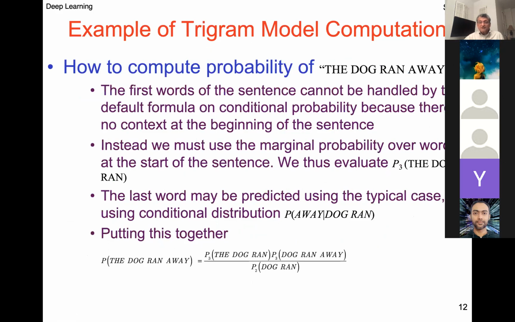This gives you a more specific example of trigram model computation: how to compute the probability of "the dog ran away." What's the probability of this? It says the first words of the sentence cannot be handled by the default formula on conditional probability because there's no context. Instead, we must use the marginal probability of the words at the start of the sentence. We thus evaluate P3, they're using trigrams here, P3 of "the dog ran." The last word may be predicted using the typical case, "away" given "dog ran." Right? Putting this together, the probability of "the dog ran away" is equal to P2 of "the dog," and then P3 of "the dog ran" and P3 of "dog ran away." See, it's the probability of "the dog ran away" that it's calculating here. Okay, so this comes from the previous formulas.